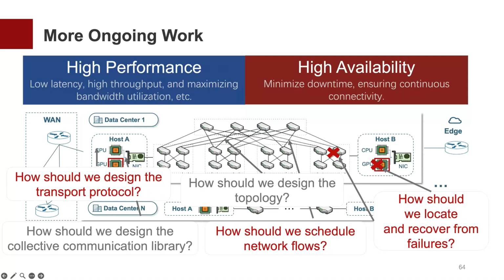There is more ongoing work in our group. Besides the topology and the collective communication library, it also includes the transport protocol, network flow scheduling, and failure recovery. Besides this work within a single data center, we have also started looking at these questions across different data centers, because we envision that in the next generation of training, we may not only need a single data center, but multiple data centers working together to train a model or to do inference. For that case, how should we design the network?